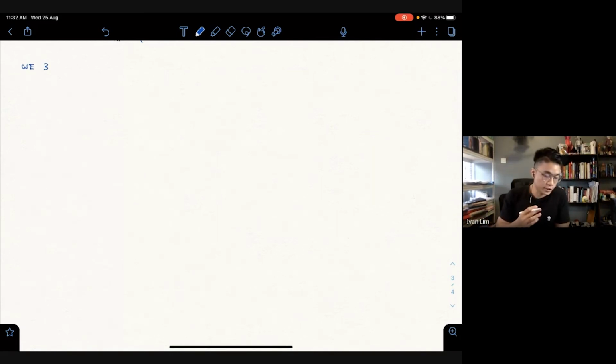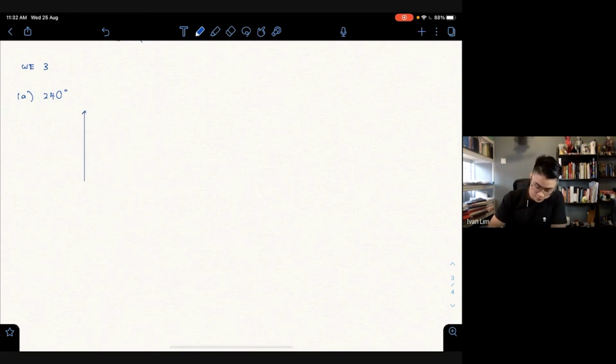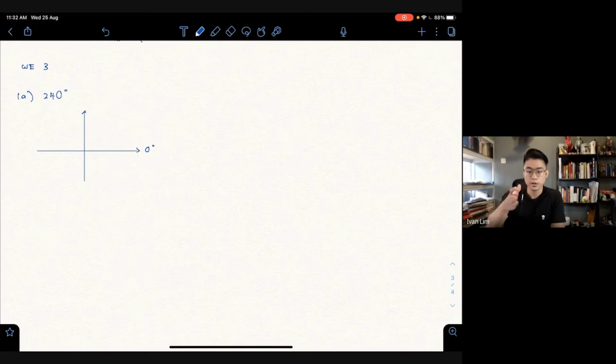But I'm going to teach you all how to do this first. So let's look at the first one. They want you to draw 240 degrees. So positive 240 degrees means I start from here. This is actually 0 degrees. You all got to remember, we start from here means 0 degrees. For 240 degrees, every quadrant has 90 degrees, right? So you all got to think like this. Every quadrant has 90 degrees.